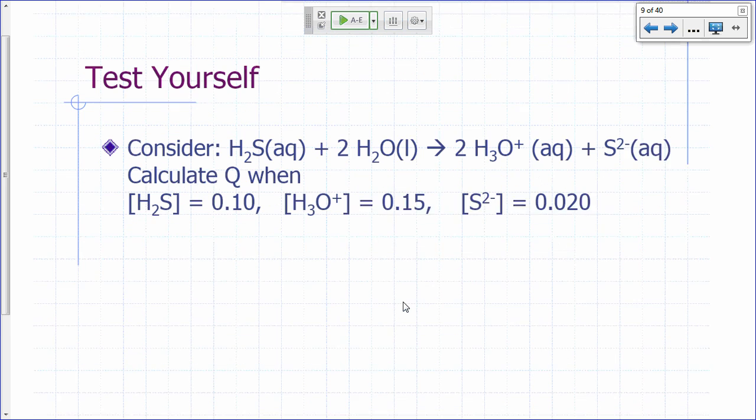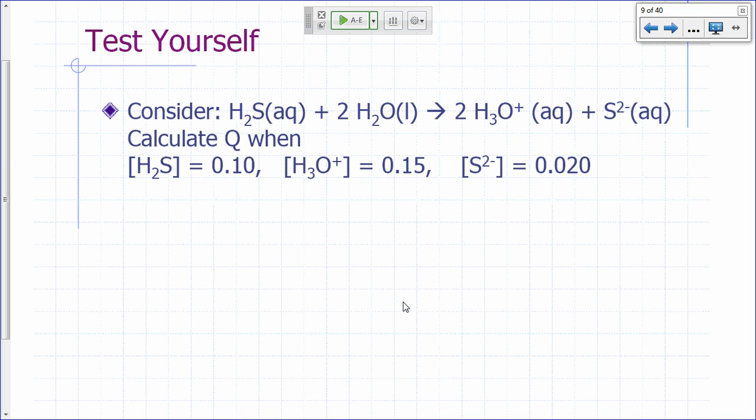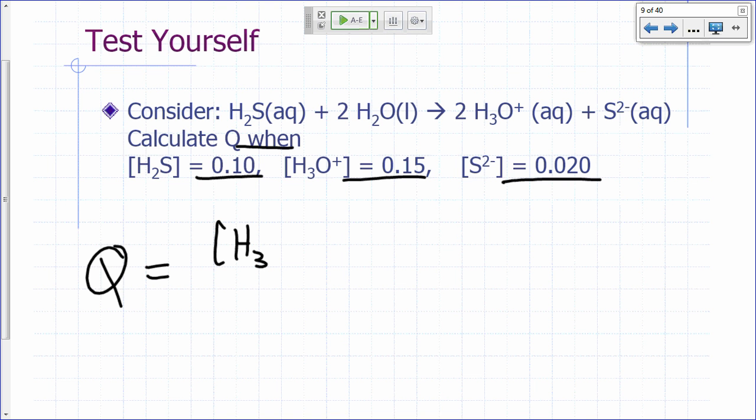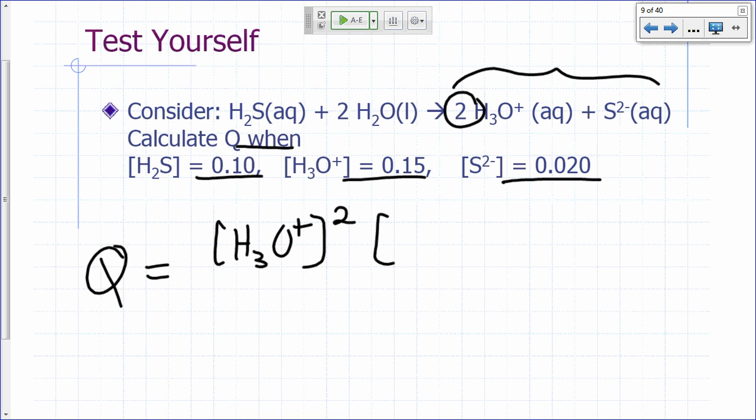All right, so let's look at this example right here. How would you calculate Q for this? Given that at a particular instant you find that H2S is 0.1, H3O plus is 0.15, and sulfide is 0.020. What would be our Q for this one? It's going to be H3O plus raised to what power? Products over reactants, right? Raised to the power 2. Concentration of, what's the other product? Sulfide, raised to what power? 1. So I don't have to write 1, right?